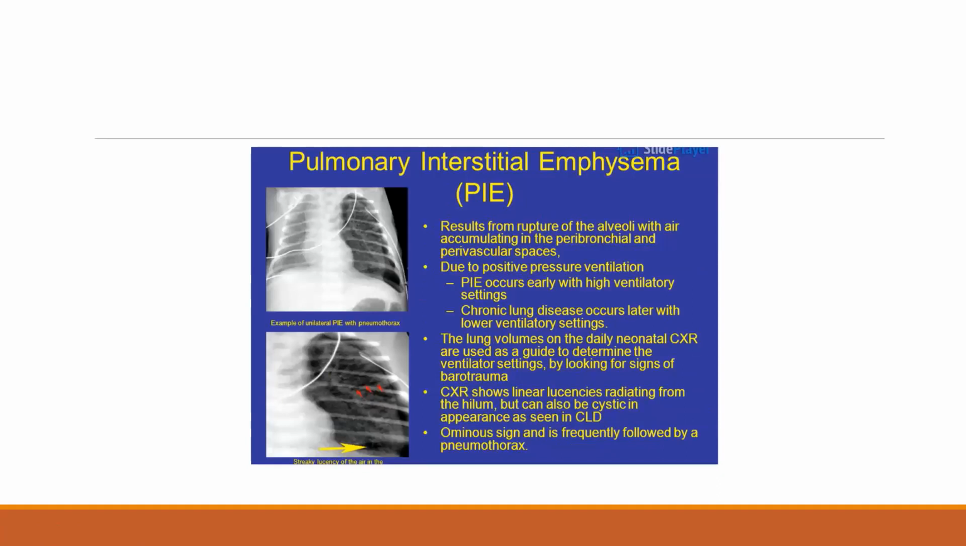And another thing is pulmonary interstitial emphysema. In the neonatal age, there is sometimes acquired emphysema and sometimes it is interstitial emphysema. So in those cases, you will find the patient having lucency, hypertranslucency. Okay.